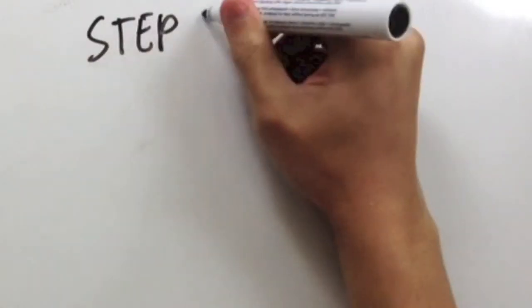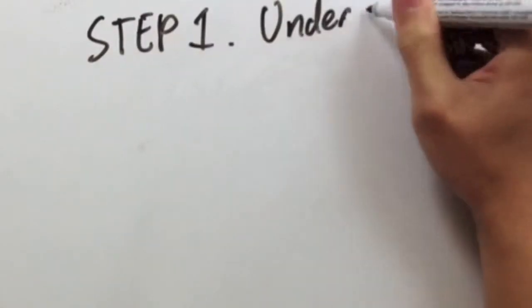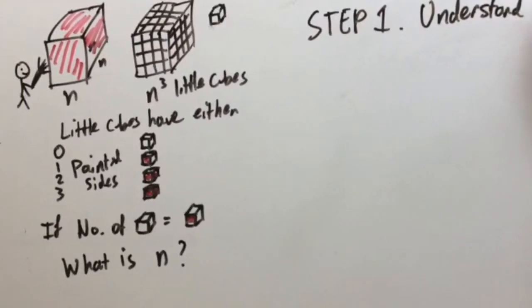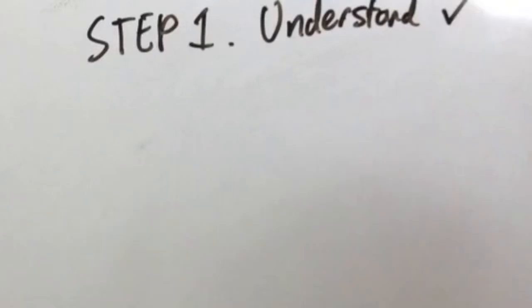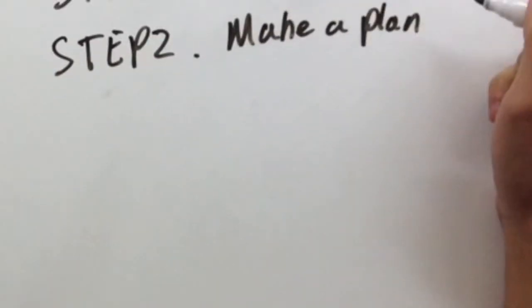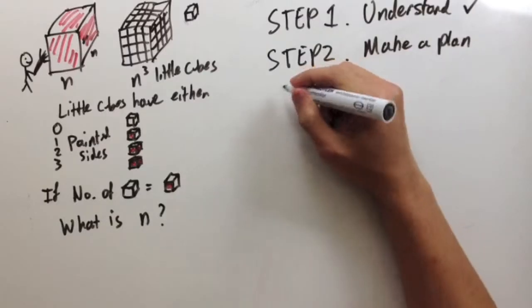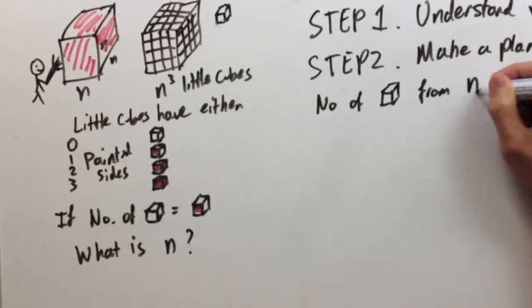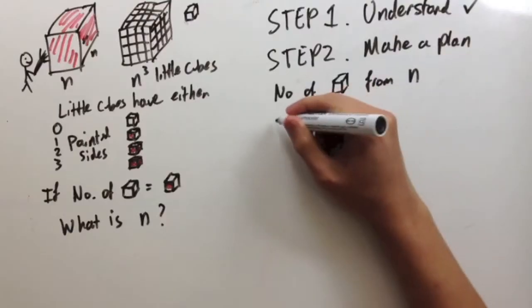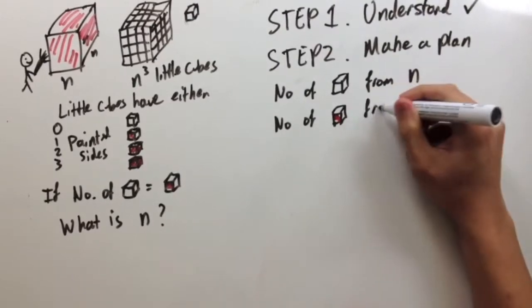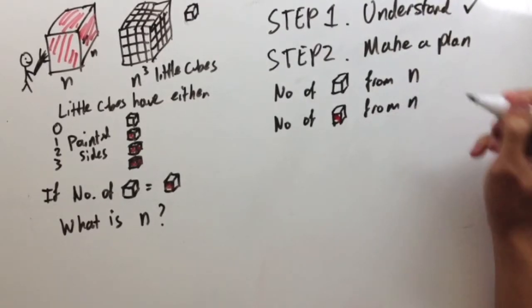Step 1. We need to understand the situation. There are many ways to do this, but my favorite is drawing a nice big diagram. Check that off. Step 2. We need to make a plan on how we are actually going to solve this question. In this case, a method would be to look at the number of cubes that have no painted sides using our length n cube, and the number of cubes with one painted side from our n length cube. Then we could make them equal each other and solve to find n.